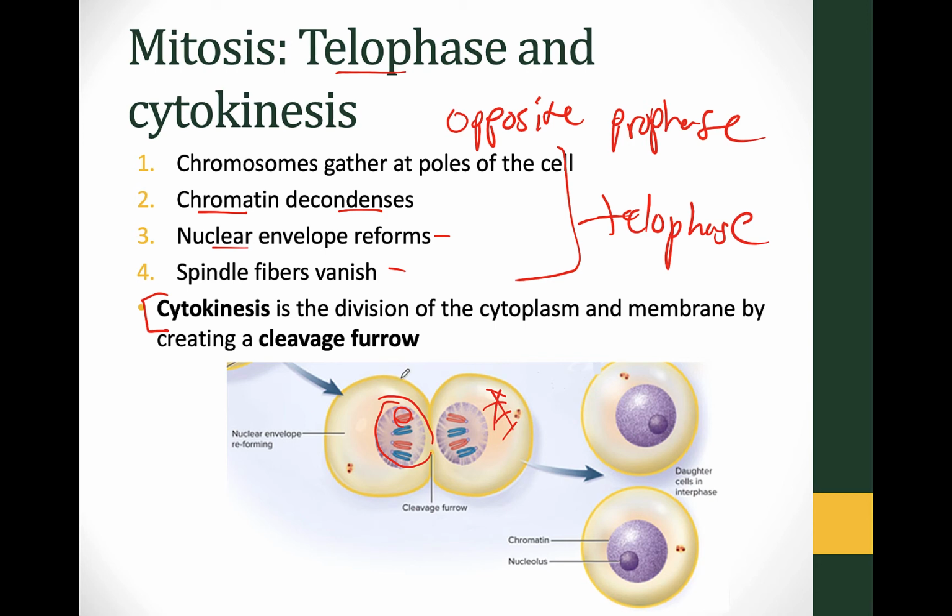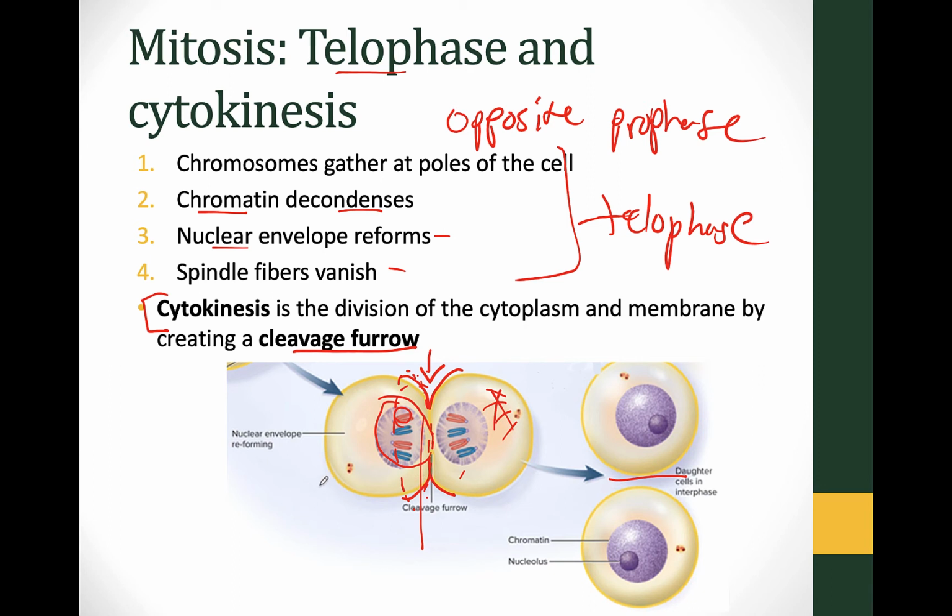Cytokinesis is going to be the invagination of this membrane on both sides. What actually happens is it forms a ring of microfilaments around it and zips it shut. Then eventually they will pinch off into two separate cells. So this indent right here is called a cleavage furrow, and it's going to cleave these two cells in half.